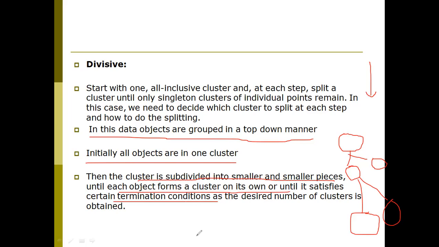What is the termination condition of this divisive hierarchical clustering? Okay, you can make each individual object a single cluster. It's a top-to-bottom approach. It starts with one all-inclusive cluster, and at each step splits a cluster until only singleton clusters of individual points remain. In this case, we need to decide which cluster to split at each step and how to do the splitting.